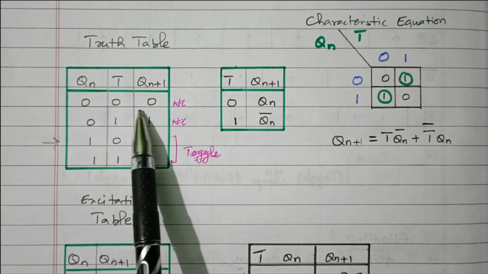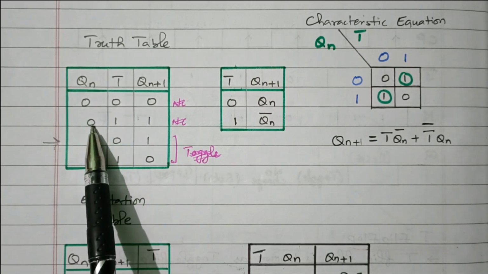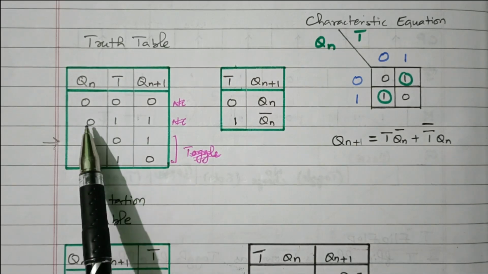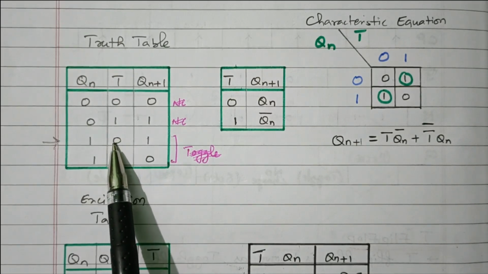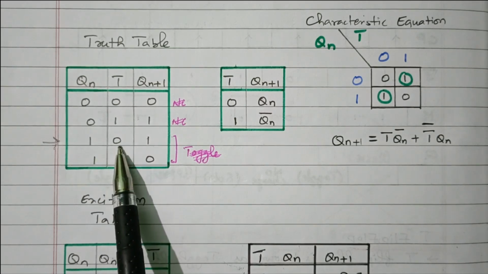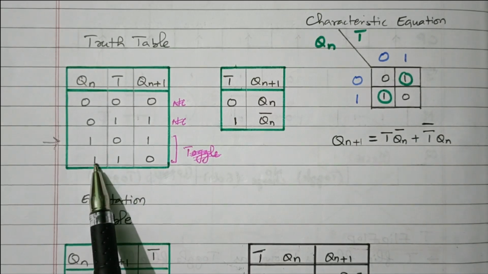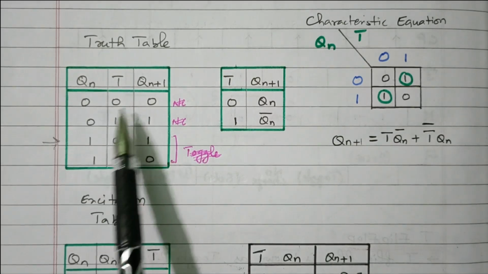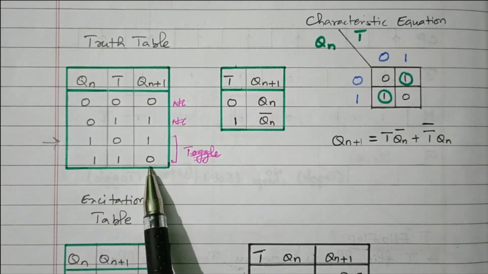Whatever the present state is, that will be the next state. T equal to 1 with present state 0 means it will toggle. 0 becomes 1. If T equal to 1, the present state will toggle. Again, T equal to 0 with present state 1 means next state also 1. No change. Again, if T equal to 1 with present state 1, it will change to 0. Right? So T equal to 0 means no change. T equal to 1 means 0 becomes 1, 1 becomes 0.